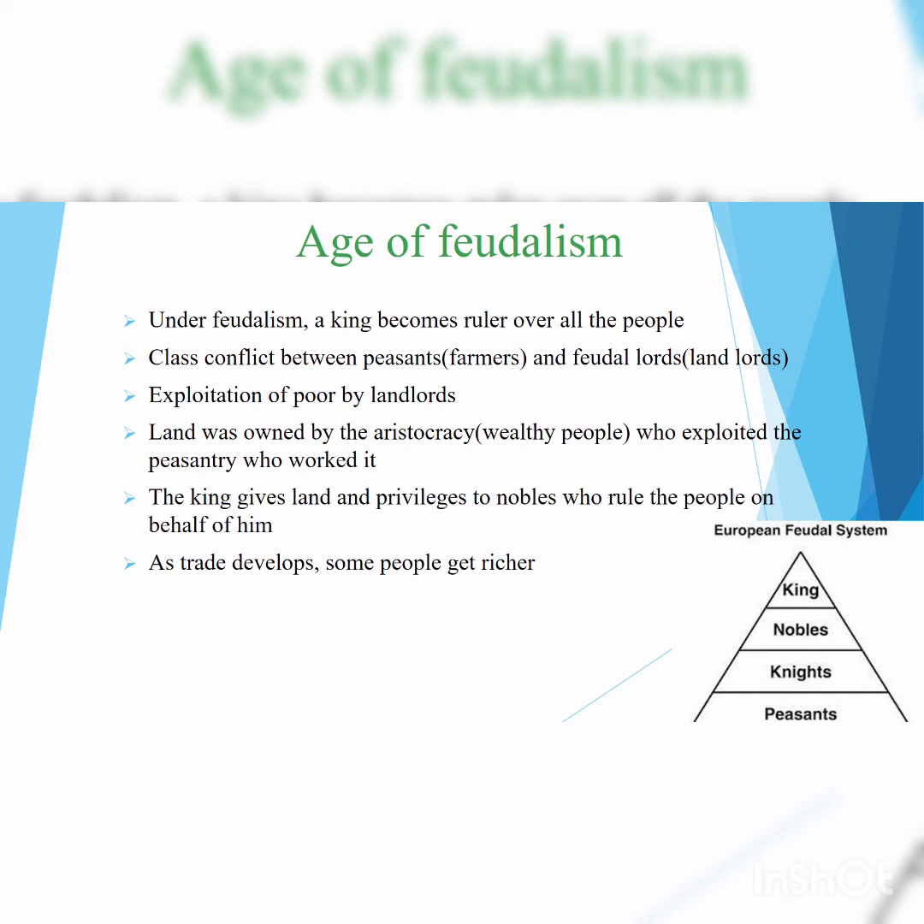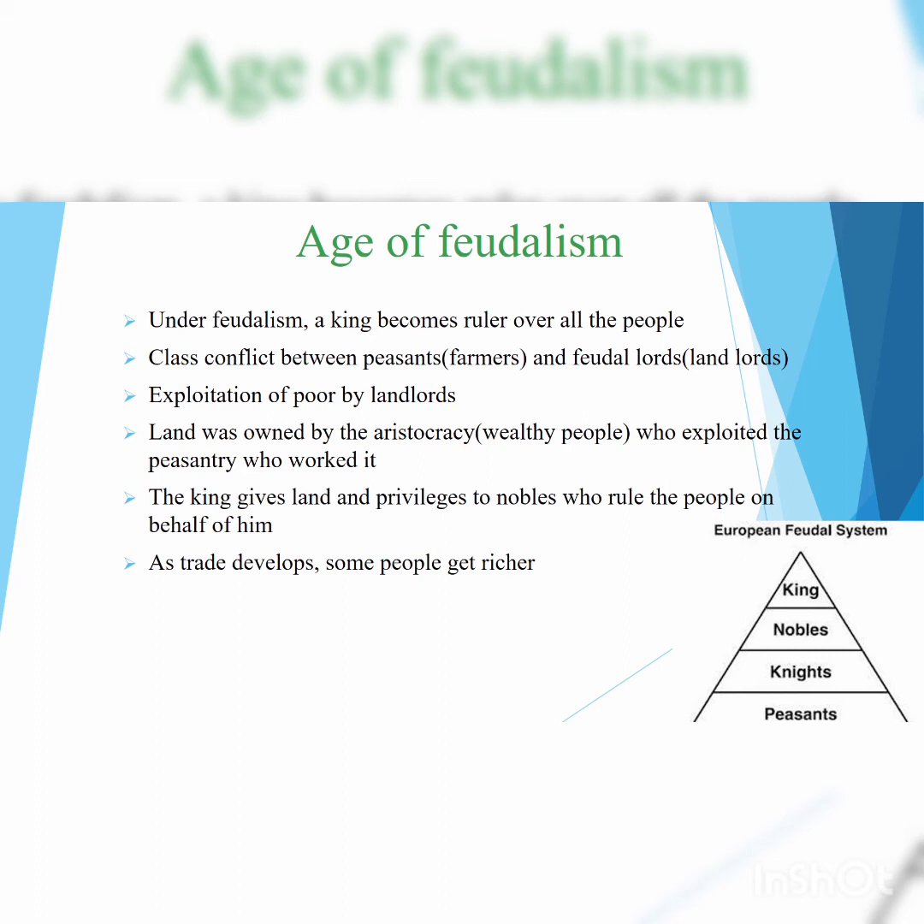Land was owned by the aristocracy, which means wealthy people, wealthy class, which exploit the peasantry, the farmers who worked. The king gave land and the privileges to the nobles who ruled the people on behalf of him. As the trade develops, some people get richer. Under this system, the rich get richer and the poor get poorer.